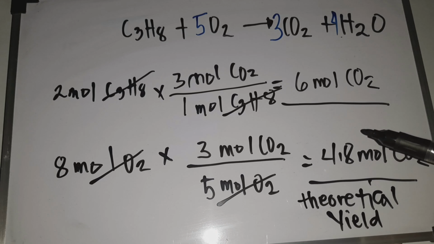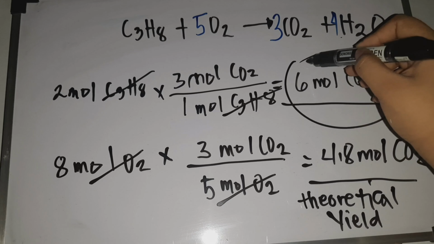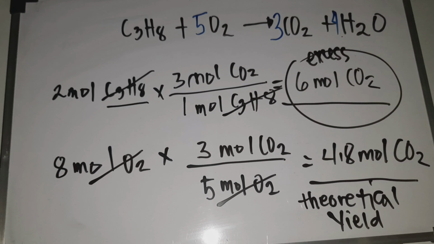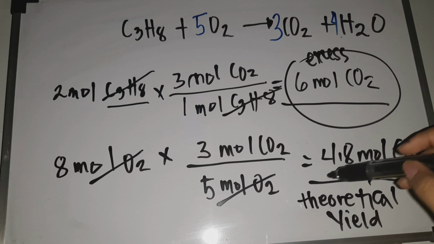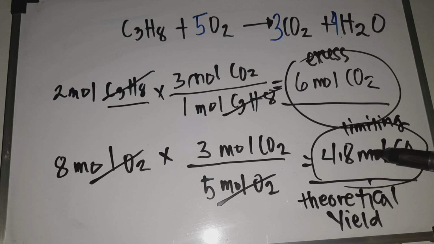Okay, so now we are done finding the excess. The excess reagent is propane. The largest amount that can be produced using the propane is 6 mole, and our limiting reagent is oxygen. So oxygen can produce the least amount of the product, which is 4.8 mole of carbon dioxide.